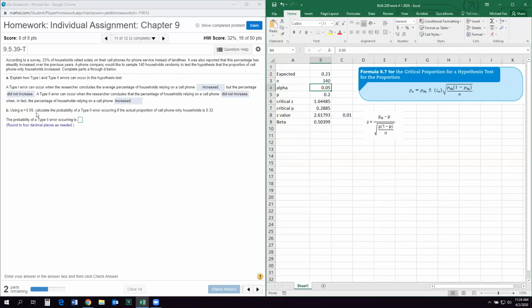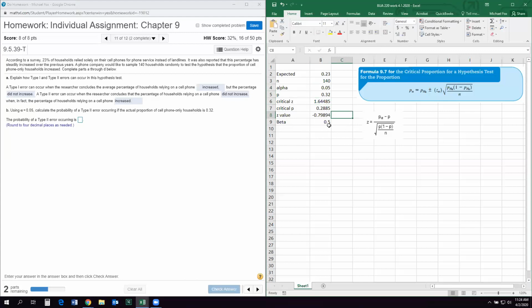Then it says using an alpha of 0.05, so I've got that alpha in place. Calculate the probability of a type 2 error occurring if the actual proportion of cell phone only households is 0.32. So my actual proportion is 0.32. And so this should all be good with one exception, and that is that before on problem 9.5.35, there was this rounding issue because they wanted us to use the table. But on this one, that shouldn't be the case.